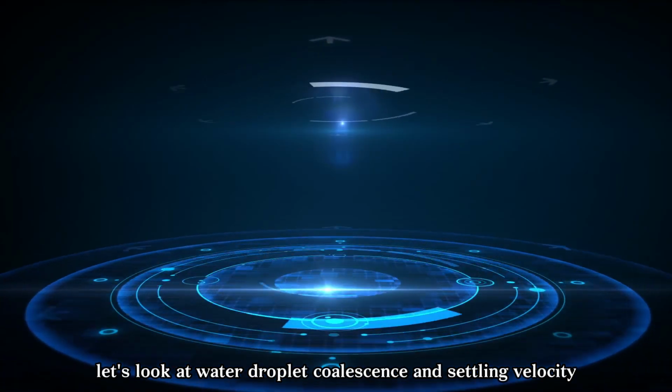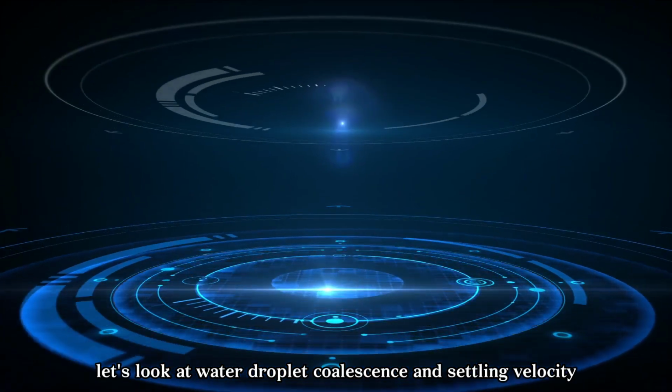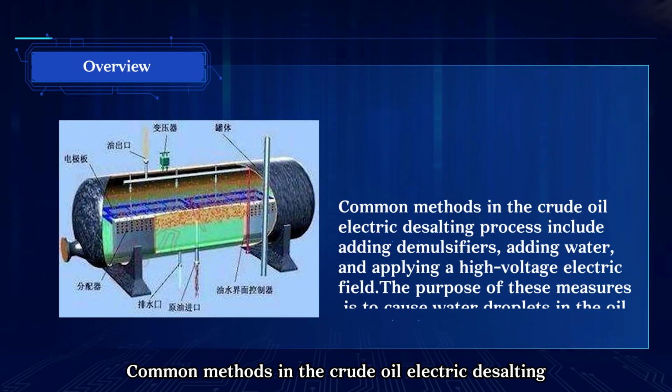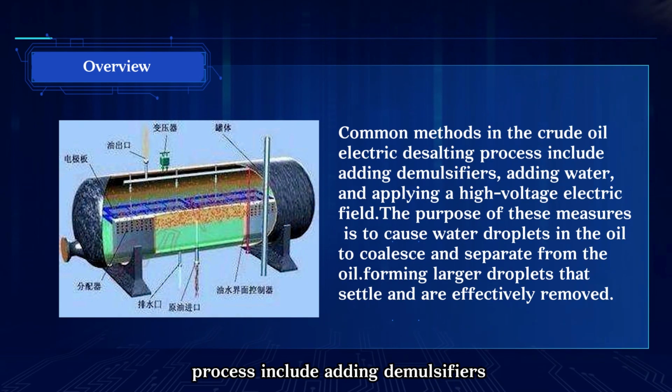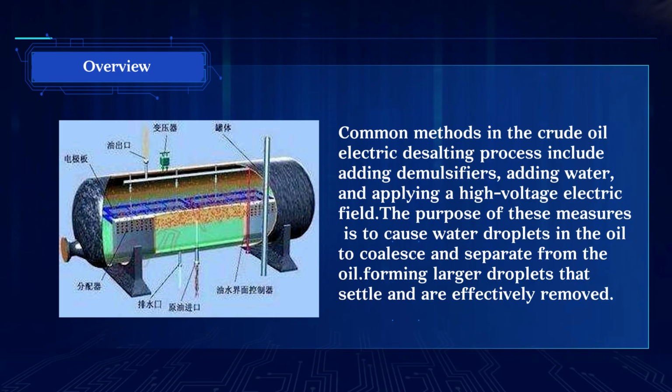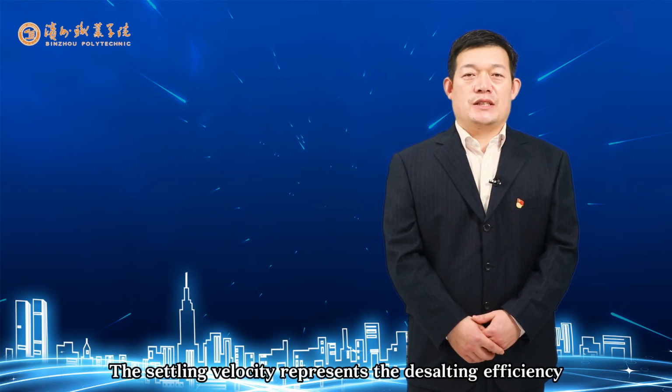First, let's look at water droplet coalescence and settling velocity. Common methods in the crude oil electric desalting process include adding demulsifiers, adding water, and applying a high-voltage electric field. The purpose of these measures is to cause water droplets in the oil to coalesce, separate from the oil, form larger droplets, settle, and be effectively removed. The settling velocity represents the desalting efficiency.